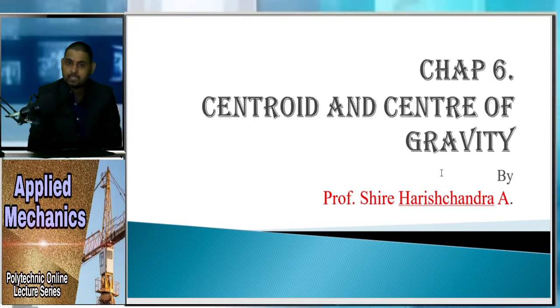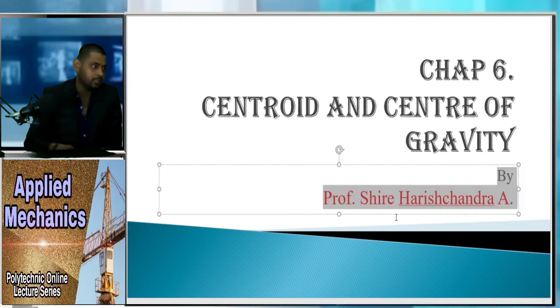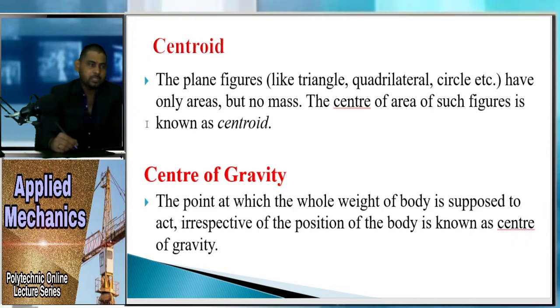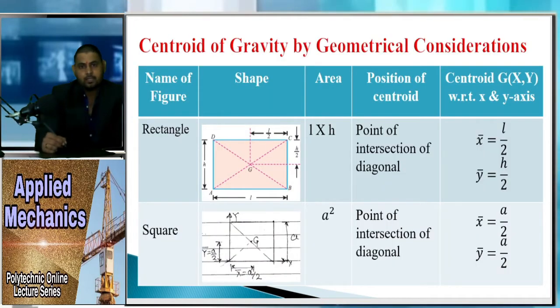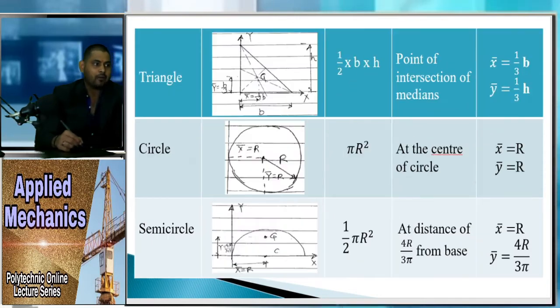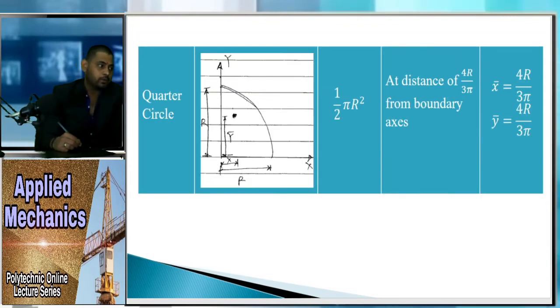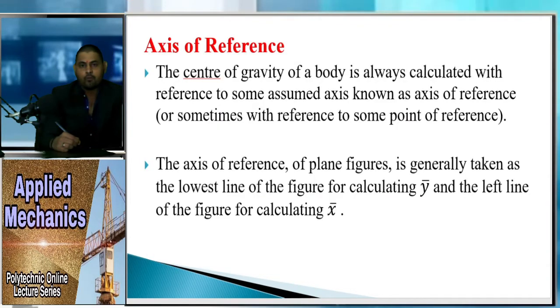So in the previous lecture we started our chapter number 6, that is the centroid and center of gravity. In the previous lecture we discussed the basics of centroid and what center of gravity is. After that we saw the centroid of gravity by geometrical considerations. So all these portions we have seen in the previous lecture. Today we are going to discuss the axis of reference.